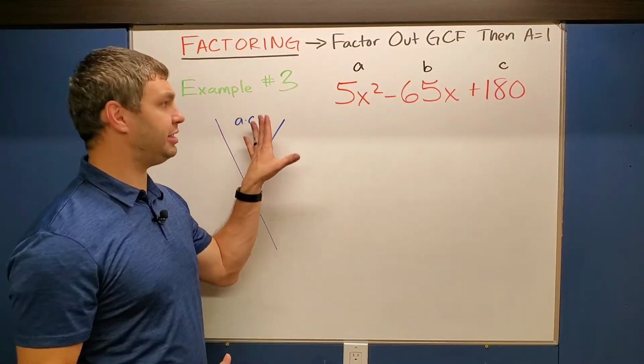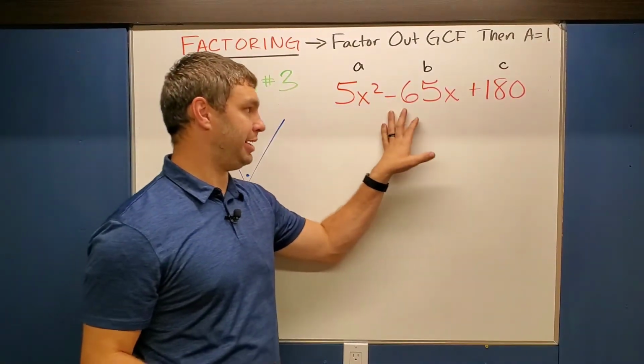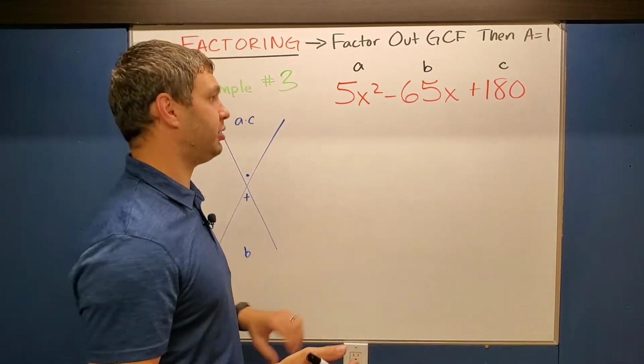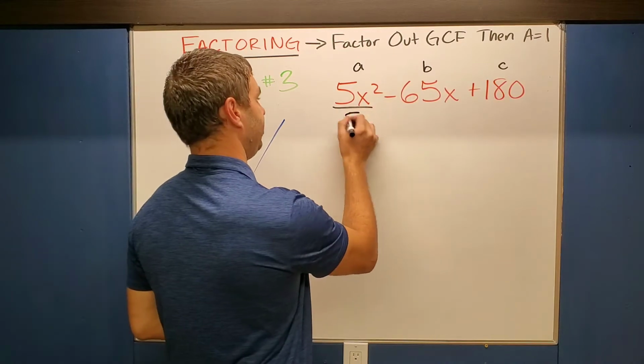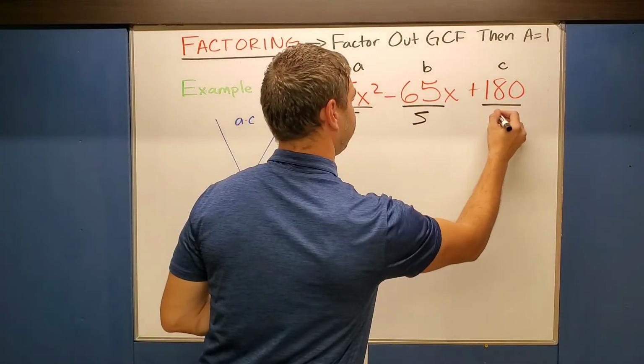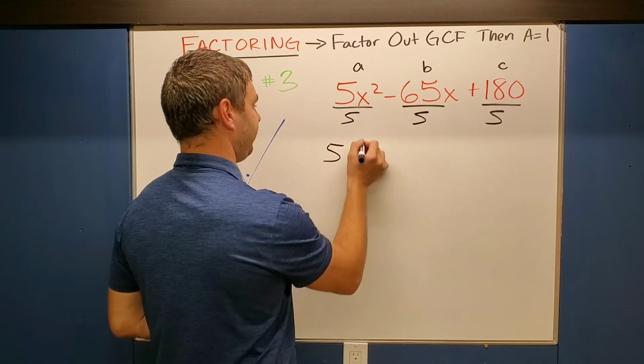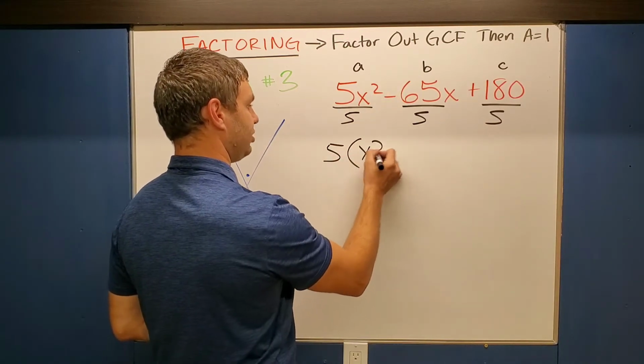Okay, example 3, I wanted to give you a hard one. It says 5x squared minus 65x plus 180. So some big numbers here, but don't let those scare you. We're still going to do the exact same thing. We're dividing by 5 for each of these. Remember, we want our A term to end up being a 1. So when I take out a 5, I'm left with x squared.